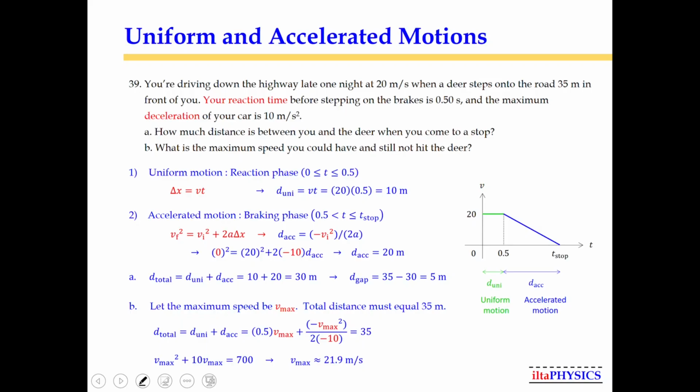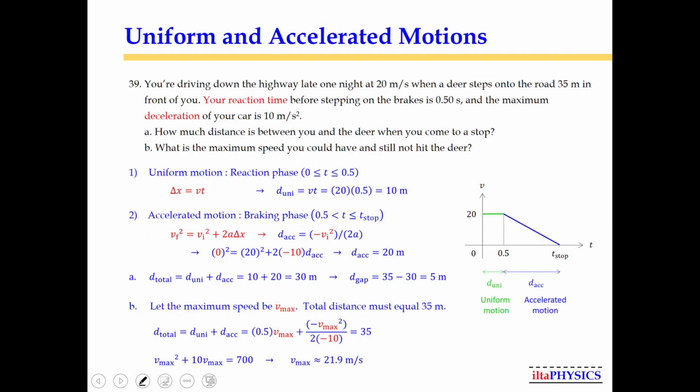The first question asks if you can stop the car without hitting the deer. The second question asks for the maximum speed you could drive on the highway and still stop in time without hitting the deer. This problem describes uniform motion during your 0.5 second reaction time, followed by accelerated motion, specifically deceleration, once you hit the brakes.